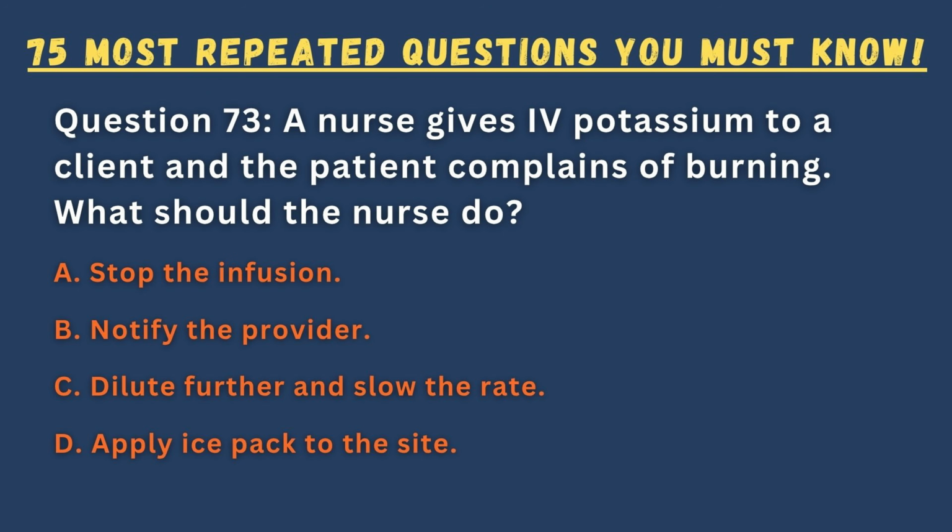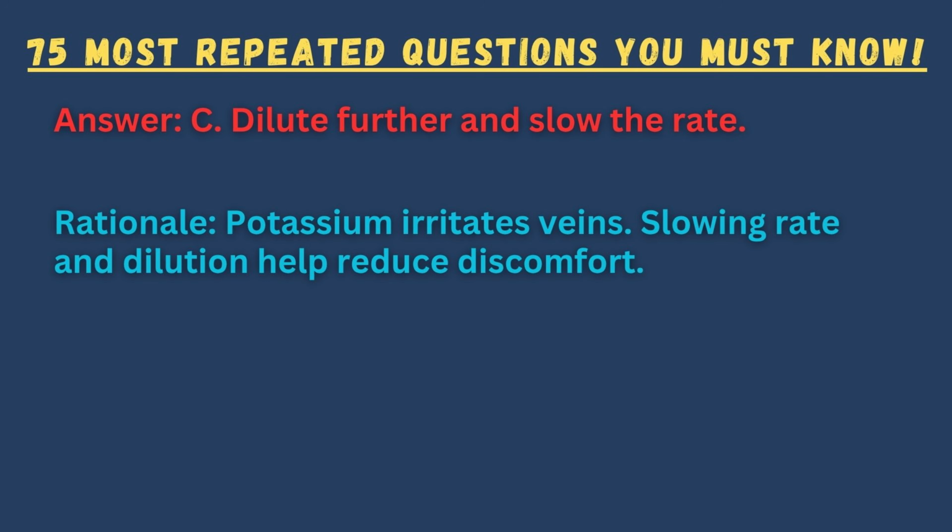Question 73. A nurse gives IV potassium to a client and the patient complains of burning. What should the nurse do? A. Stop the infusion. B. Notify the provider. C. Dilute further and slow the rate. D. Apply ice pack to the site. Answer. C. Dilute further and slow the rate. Rationale. Potassium irritates veins. Slowing rate and dilution help reduce discomfort.